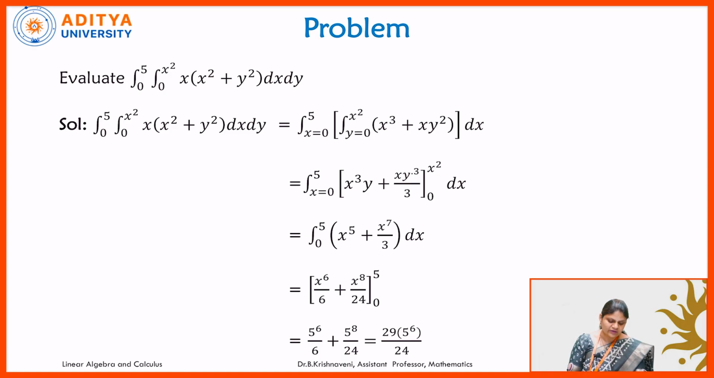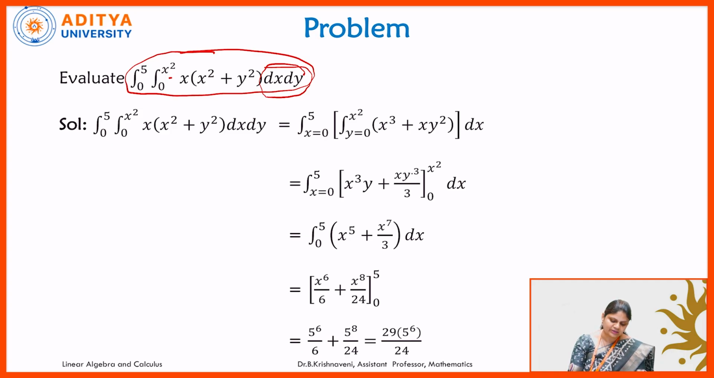The question is: evaluate the integral from 0 to 5, integral from 0 to x², of x(x² + y²) dx dy. If the variable limits are given, first of all you have to see whether the order of the integration is proper or not. For that sake, first of all you have to identify which variable the limits belong to.